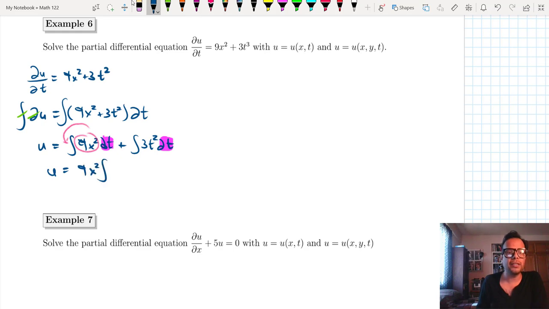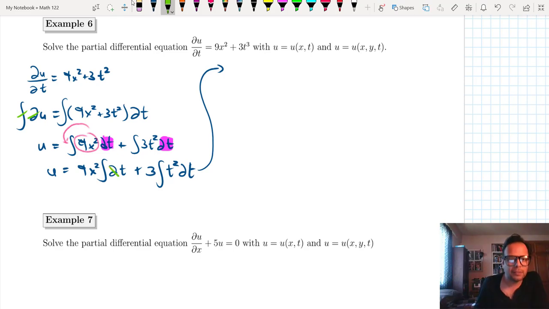9x squared integral of dt. And in this case, we can just pull out the number 3, the constant, and just use the general power rule to integrate this guy. So the integral of, this is not the number 2, this is the partial derivative symbol. Okay, and cancel out with the integral to get the t.